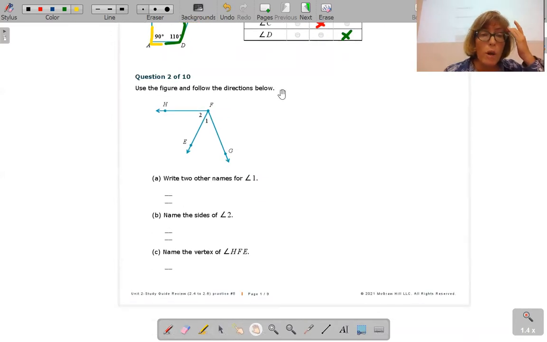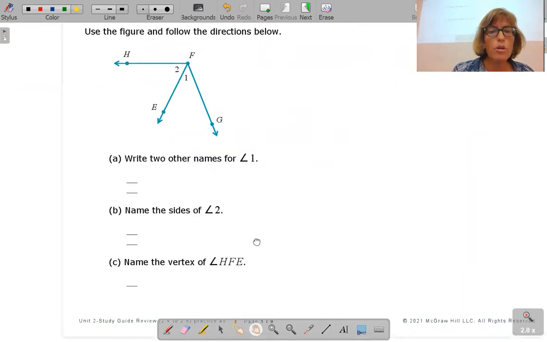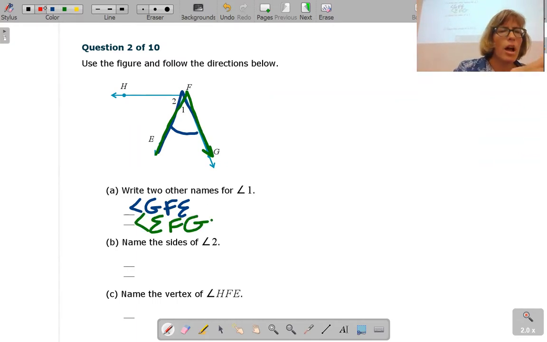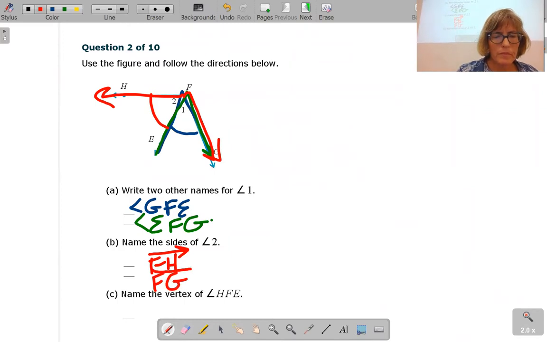In the figure below, follow the directions. So it wants two other names for angle 1. So we sweep angle 1, and you can call angle 1 using three letters, G, F, E. And then you can go the other way, back this way, E, F, G. Angle E, F, G. Name the sides of angle 2. The sides are the rays FH and FG. The vertex, of course, is simply F.